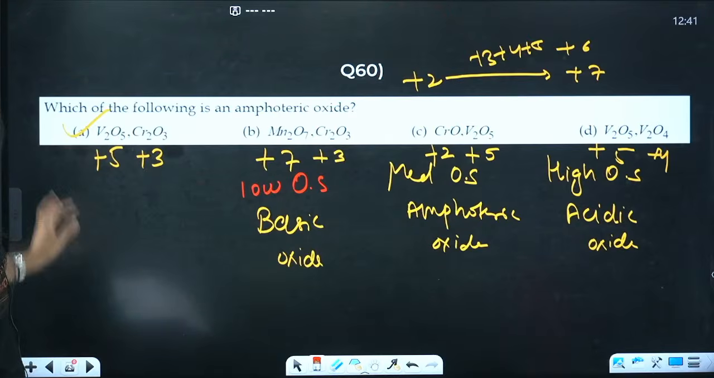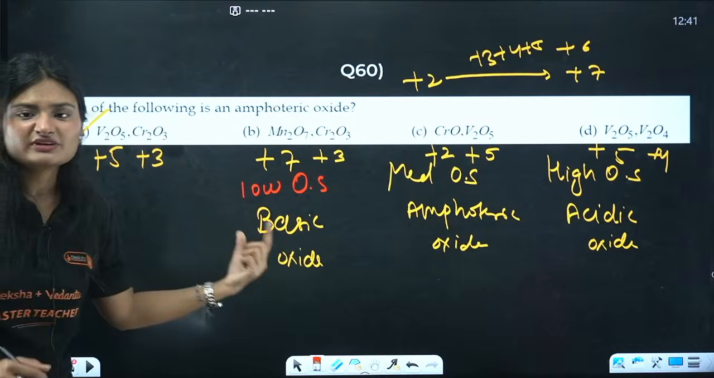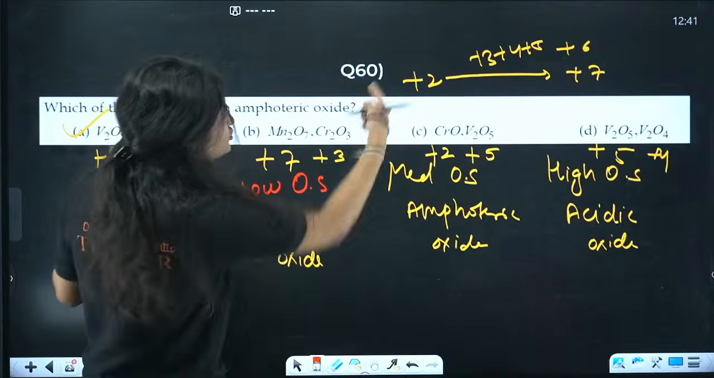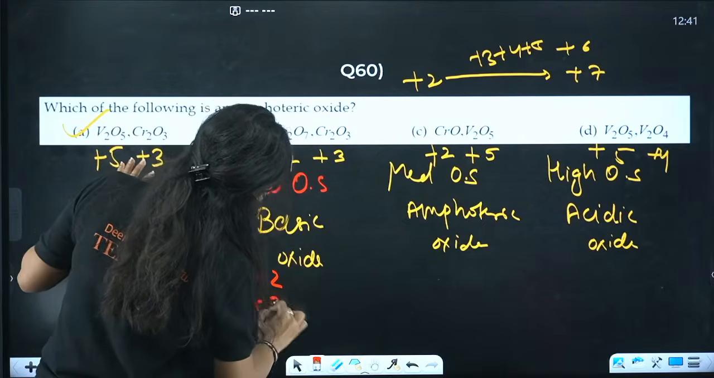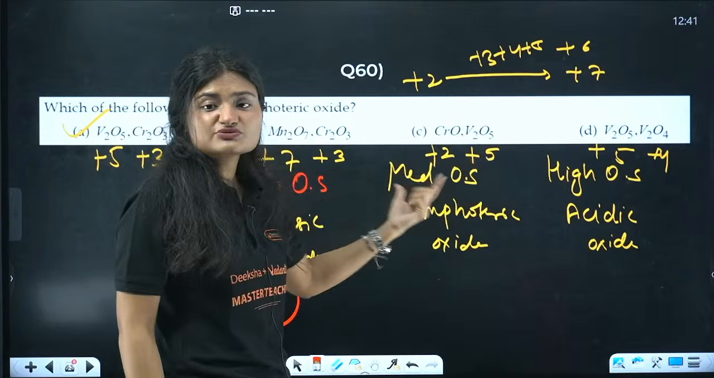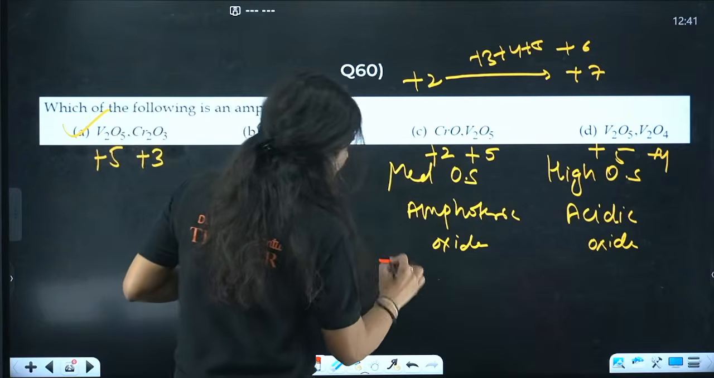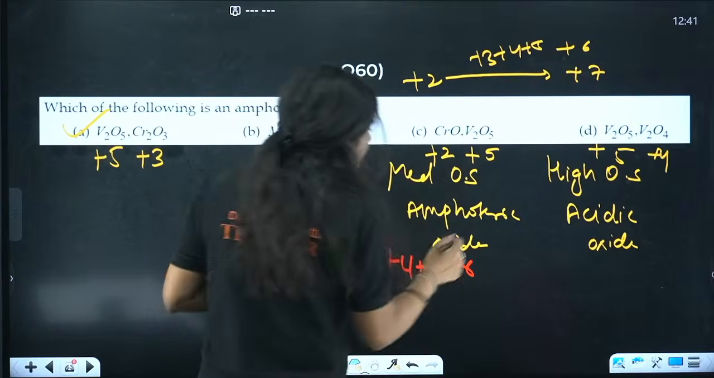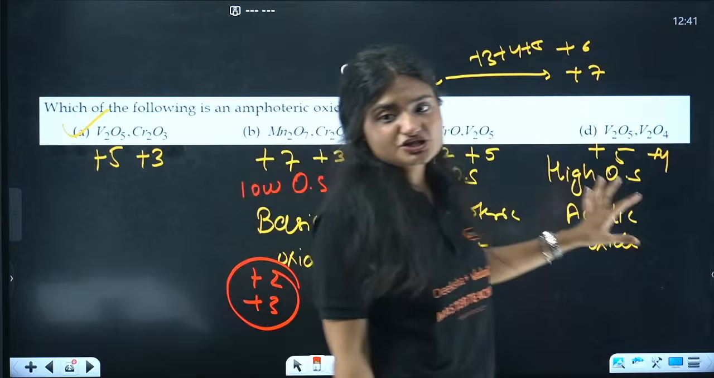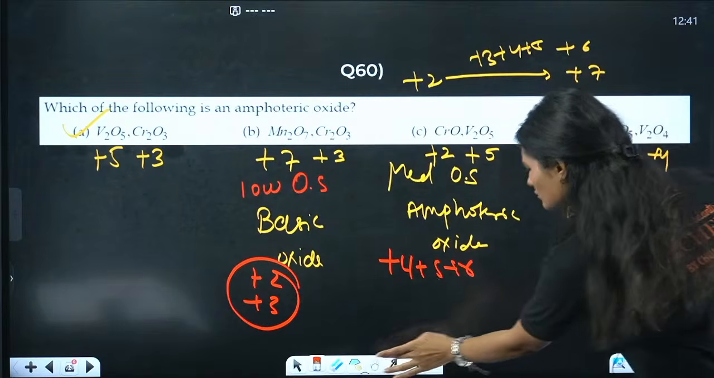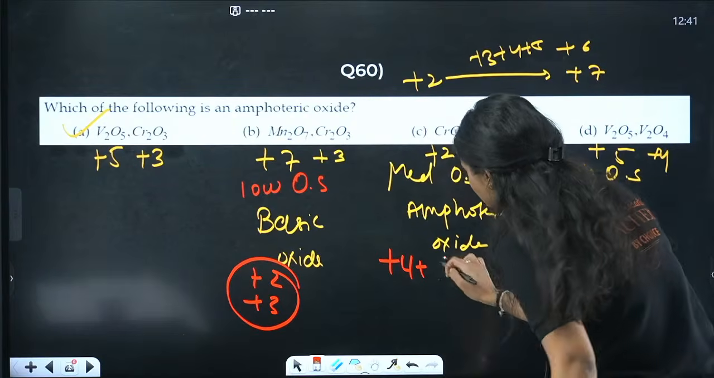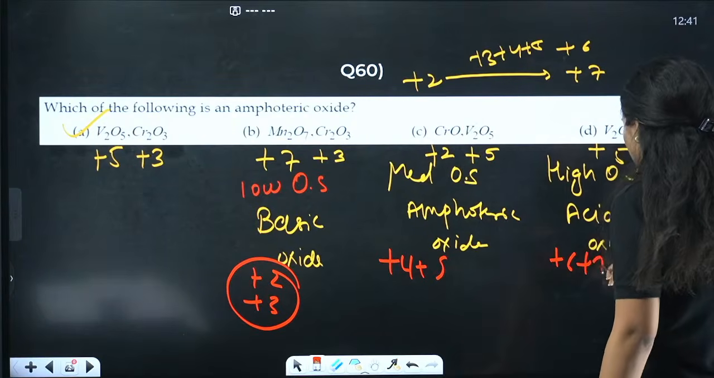Next question, amphoteric oxide. Remember, whenever you have a low oxidation state, we will get basic oxides. Low oxidation states are +2, +3. If you have a medium oxidation state, +4, +5, that will be your amphoteric oxide. And if you have a high oxidation state, +6, +7, these are your acidic oxides.